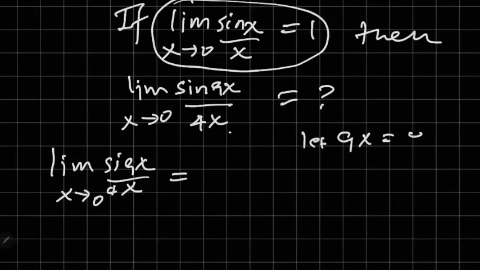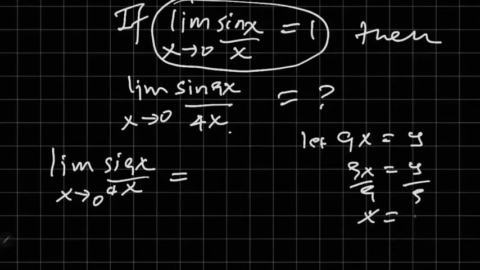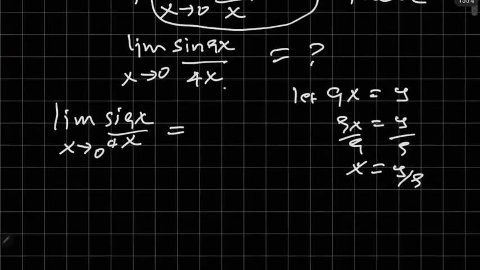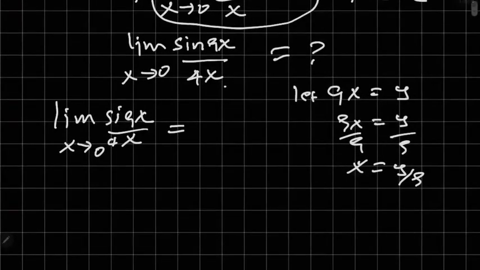So 9x is some y, and dividing by 9, our x is y over 9. Now for 9x we are going to use y, and for x we are going to use y over 9. Let's substitute. So this is the same as sine of y, instead of 9x, over 4 times, instead of x, y over 9.